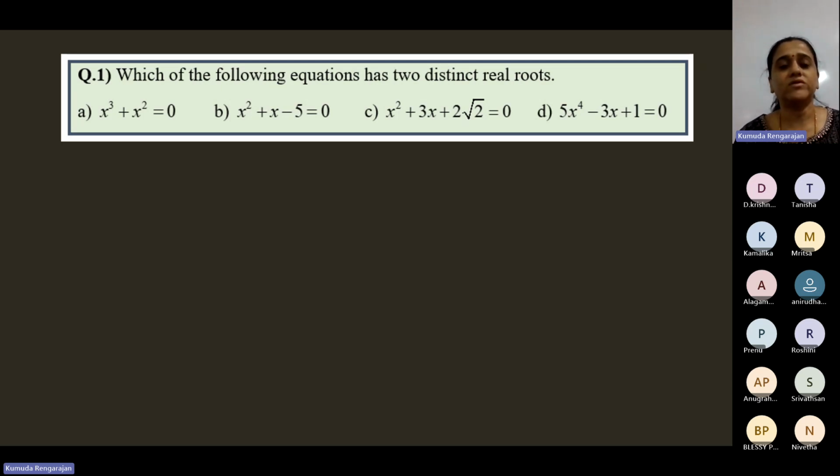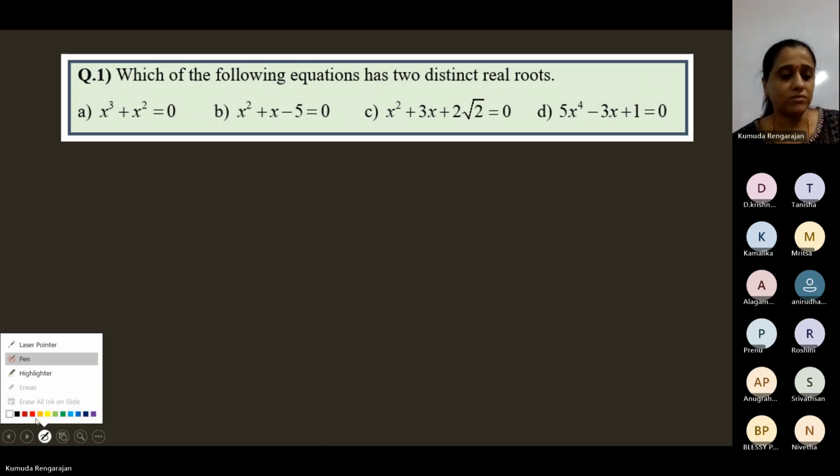See the first question. Which of the following equations have two distinct real roots? Distinct roots meaning unequal roots. So how do we check that? We'll have to find the value of D. If the value of D is negative, no real roots. If the value of D is 0, equal roots. If the value of D is positive or greater than 0, then real unequal, real distinct roots. Find the value of D.